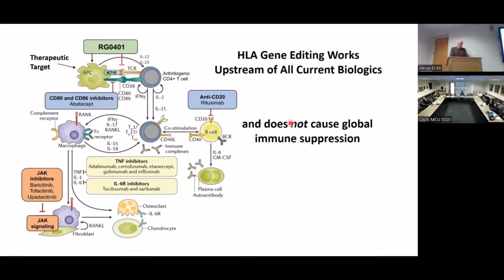However, it's not globally immunosuppressive. So if you look at all of these other agents that are currently being used in rheumatoid arthritis that globally suppress the immune system, we're not doing that. We're only blocking this very early phenomenon and specifically blocking what's collagen reactive.